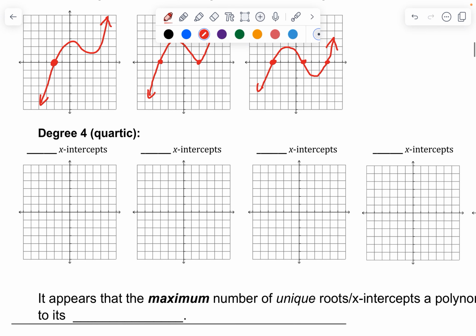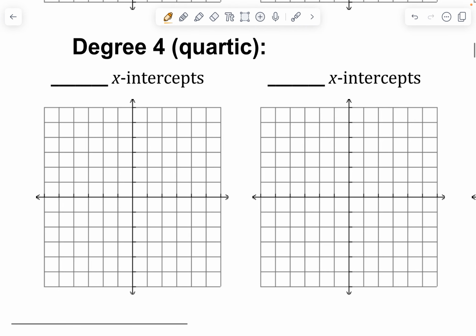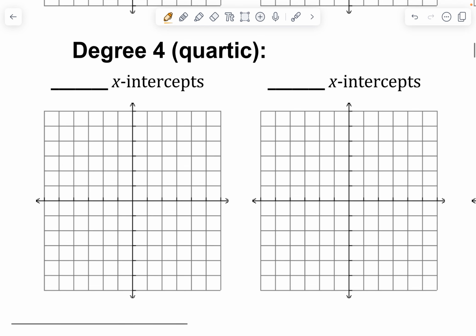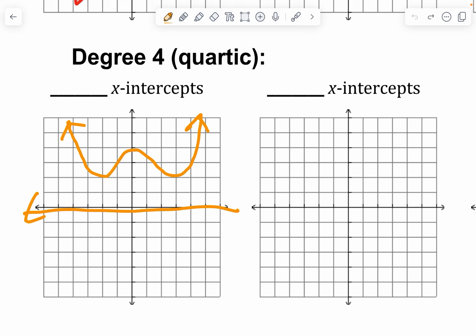So the last one, quartic. So going back to kind of an even function, since your arrows go in the same direction, thinking about end behavior, it is possible that you have a quartic function that never hits the x-axis. So maybe something like this. Look, it doesn't hit the x-axis. So 0. Same deal as I did with cubic.